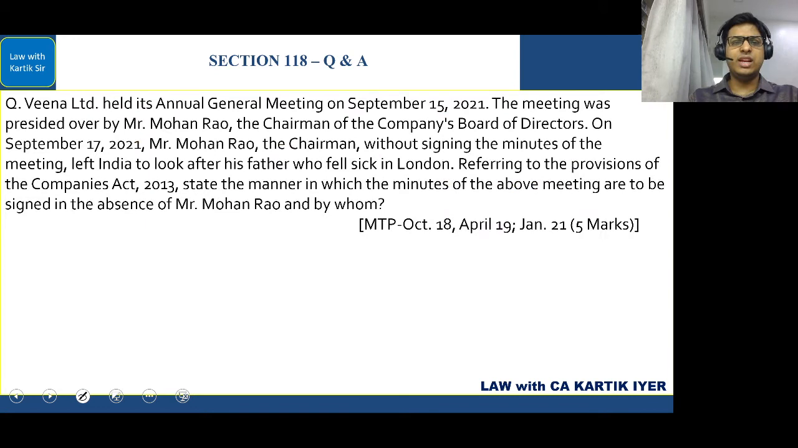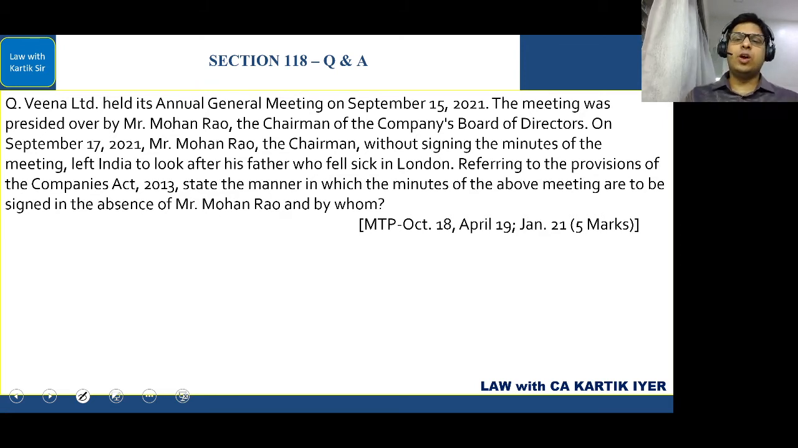Easy. Next one. Veena Limited held its AGM on 15 September 2021. The meeting was presided over by Mr. Mohan Rao, the chairman of the company's board of directors. On September 17, 2021, Mr. Mohan Rao, the chairman, without signing the minutes of the meeting, left India to look after his father, who fell sick in London. Referring to the provisions of the Companies Act 2013, state the manner in which the minutes of the above meeting are to be signed in the absence of Mr. Mohan Rao and by whom.